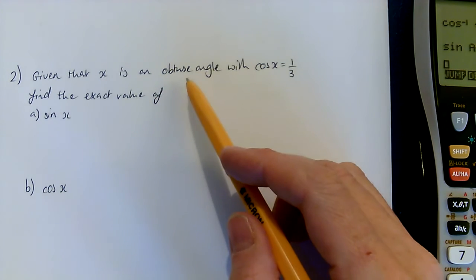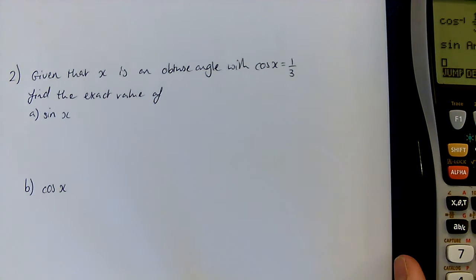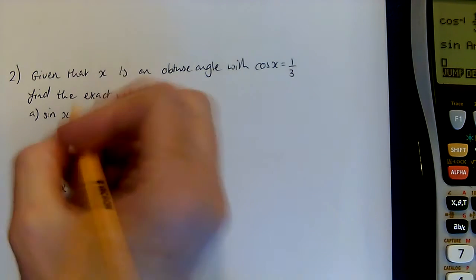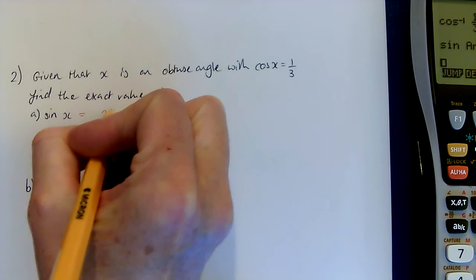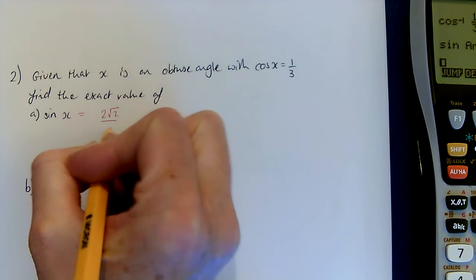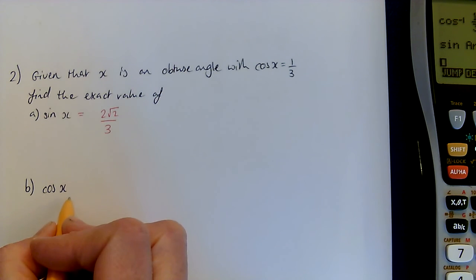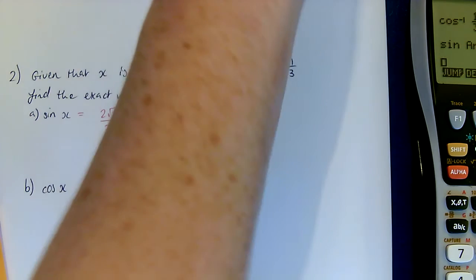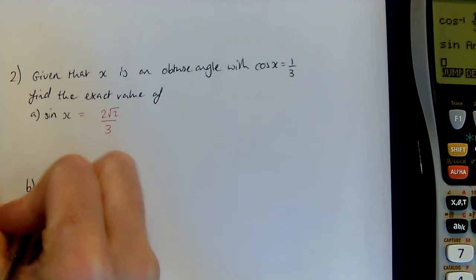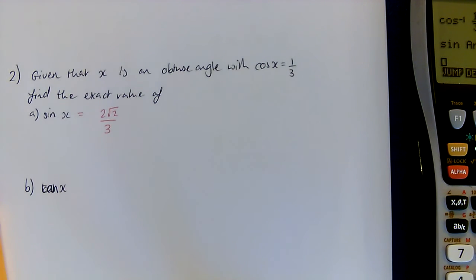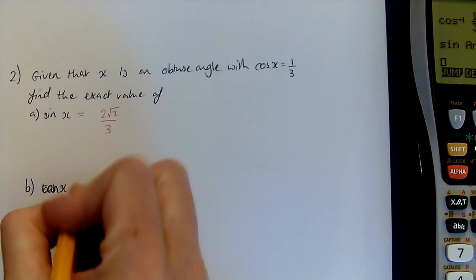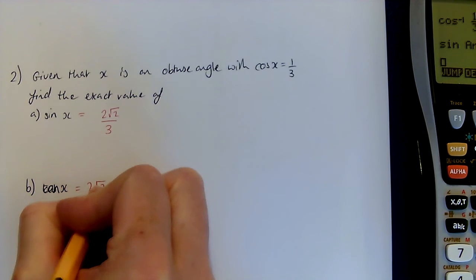Now, if we look at the second question, it's almost identical to the first, except that we're told that x is an obtuse angle. So the same information still works. I'm going to write down from before that we had sine x is 2 root 2 over 3, and this time it says cos x, but it should say tan x. So I'll just change that. There we go. Tan x was 2 root 2.